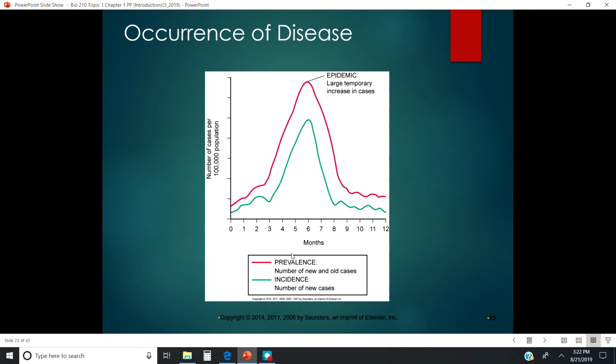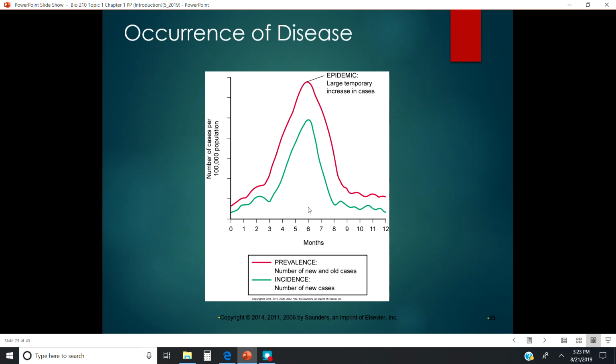There's a graph in the book that gives you this, where they're showing you the prevalence in red. On the left-hand side is the number of hundreds of thousands of people. Here is the period of time, let's say a year. In the first couple of months, you can see the number of new and old cases. And then in green is the incidence, which is just showing the number of new cases. So the prevalence is showing the new and old, and the green is showing the number of new.